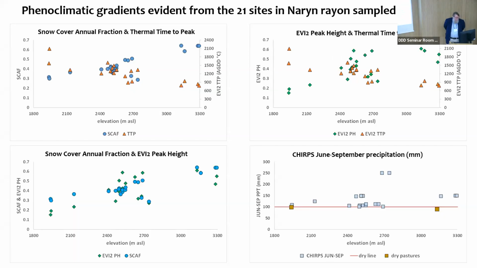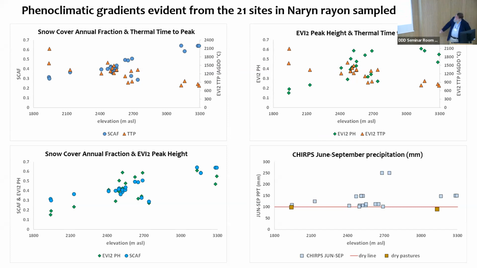Here are the phenoclimatic gradients for the 21 sites in the Naryn region. What we see in the upper left is the snow cover annual fraction, the fraction of the year that MODIS is showing snow cover on the ground. In addition, our fitted thermal time to peak across those years. All of these are as functions of elevation.